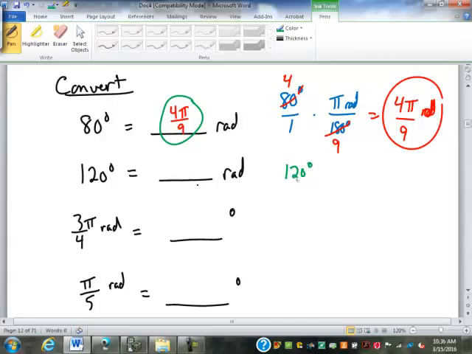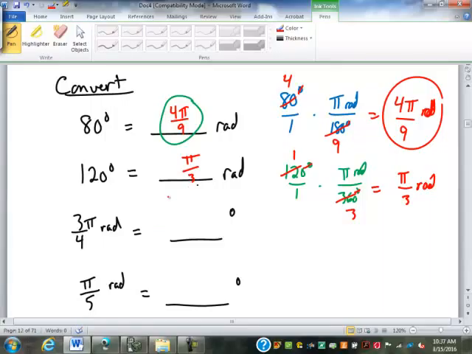So let's say you have 120 degrees. You put that over 1. That's going to be times pi radians over 360 again. Once again, the degrees will cancel out. 120 and 360 can both be divided by 120 to give me 1 and 3. So 1 times pi is pi, and 1 times 3 is 3, so it's pi over 3 radians. So you might have like 1.05.